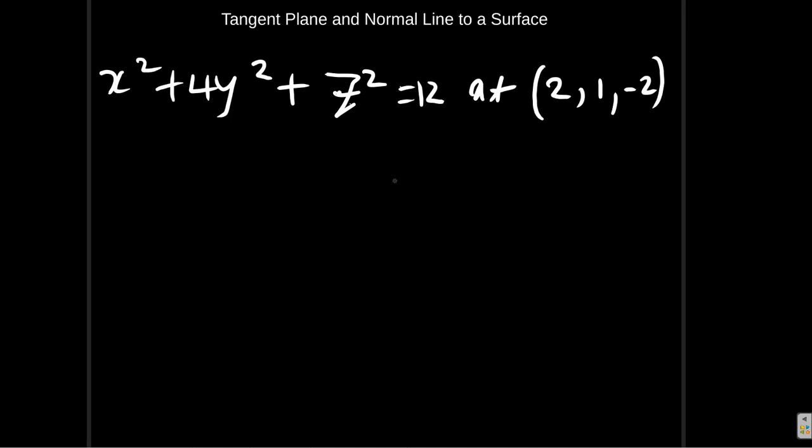Let us calculate the equation, or find the equation of the tangent plane and the normal line to this surface: x squared plus 4y squared plus z squared is equal to 12 at the point (2, 1, -2). Now, I'm going to ask you to pause the video, write it down, and try it. Okay, you did.